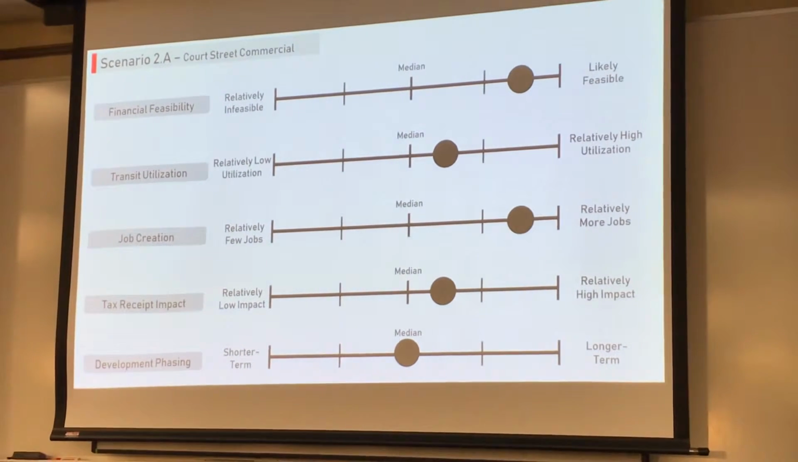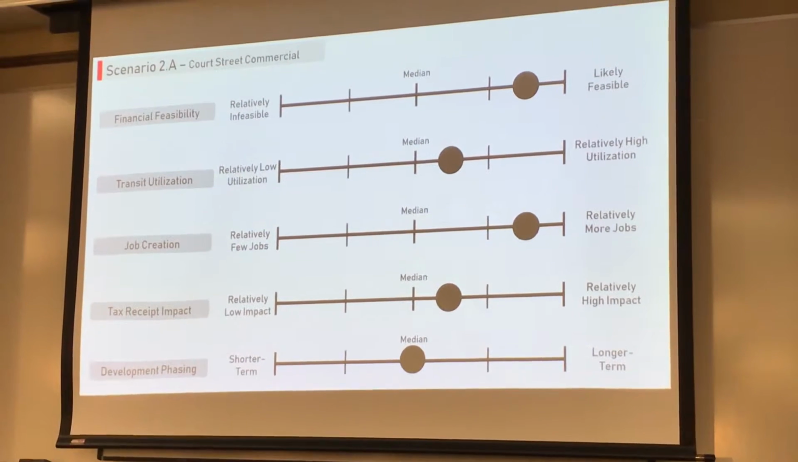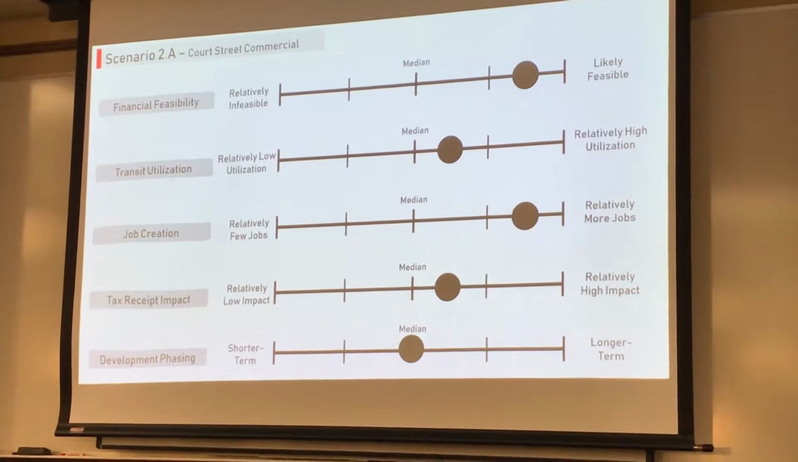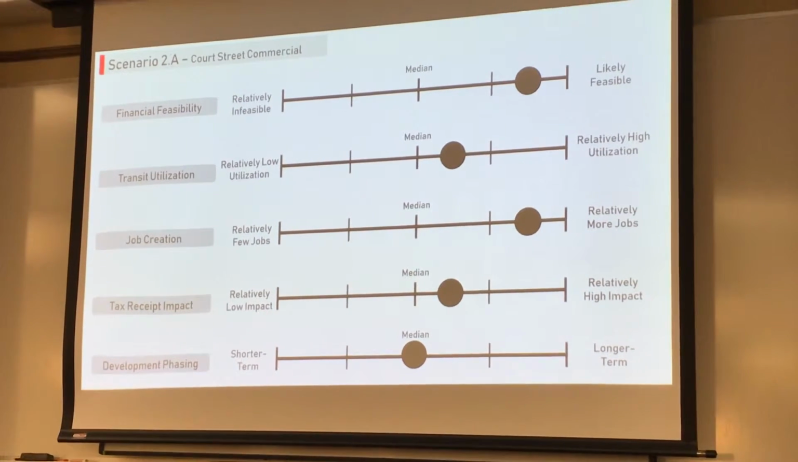Looking at the orders of magnitude here again, this, if you recall, is a little more easily financially justified than the last slide. This is just because the market is a little bit more established. It's a little lower risk when you're building these fewer units. Transit utilization is of course lower because you're situating fewer residents nearer to the train. Job creation is equally as high. Tax receipt impacts, just because of the lower density nature of a townhouse project, is lower.